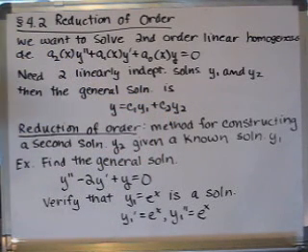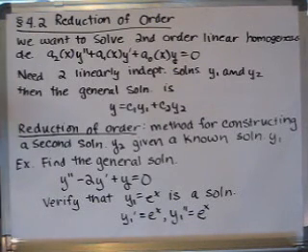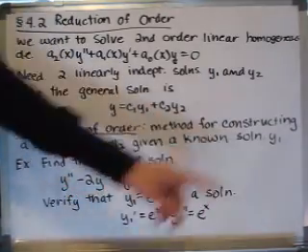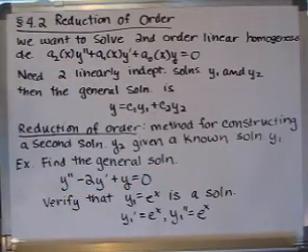What we're going to learn today is a method called reduction of order. Reduction of order is a method that we can use for constructing a second solution y2 given a known solution y1. So it can only be used if you know a solution and you want to construct a second solution based on that known solution. But it's actually going to be really useful to us. So let's start out with an example of how reduction of order works.